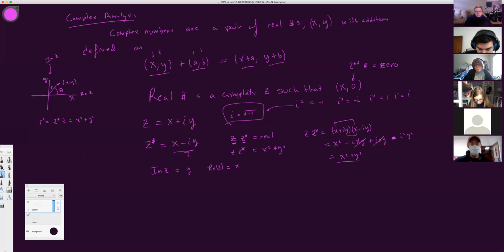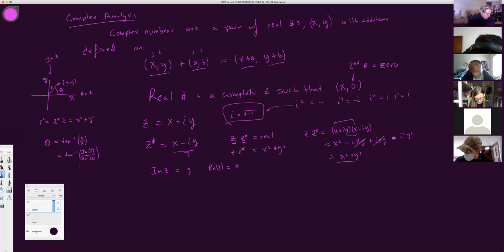Right? And theta is just equal to the arctangent, right? So theta is the arctangent of y over x, right? So of course that's just the arctangent of the imaginary part of z over the real part of z. Those are the same thing, just different ways of writing it.